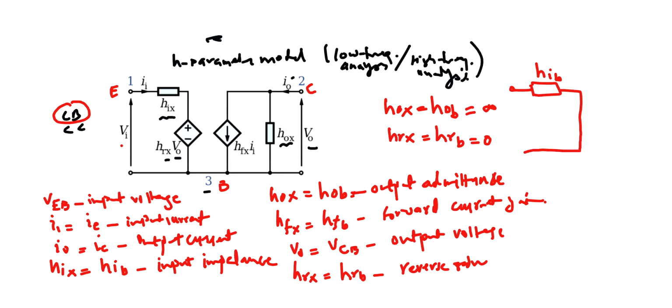This is your emitter, pin number 1, and then all you have is just a forward current gain, which is represented by this current source. And this is nothing but your output current IC at pin number 2, which is the collector, because the output admittance is zero. And here is your VCB, your output voltage, and that's your common terminal.